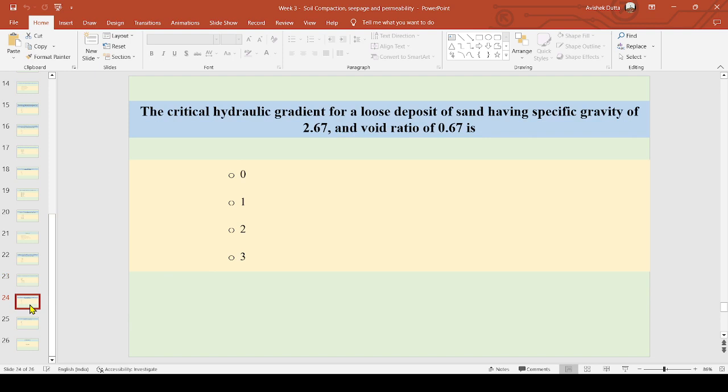Next question. The critical hydraulic gradient for a loose deposit of sand having specific gravity of 2.67 and void ratio of 0.67 is. To find out the critical hydraulic gradient for a loose soil deposit of sand which has a specific gravity of 2.67 and a void ratio of 0.67. The options are 0, 1, 2, or 3. To find out the critical hydraulic gradient, G equal to 2.67 and void ratio is 0.67.